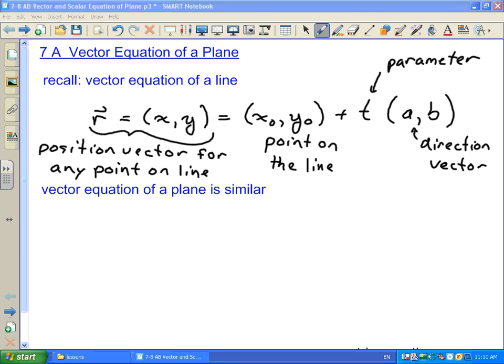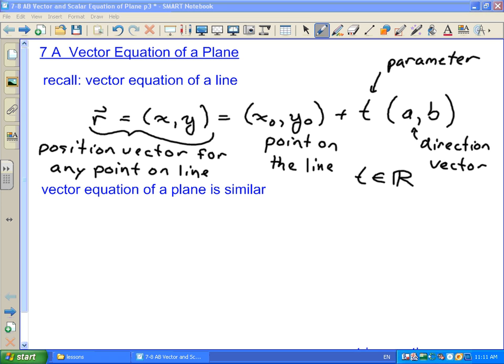So we had some starting point on the line, (x naught, y naught), and a direction vector (a, b) that told us which direction the line pointed. By changing the value of the parameter t, we could go further along the line or back in the other direction. And t could take on any real value to get us to any one of the infinite points on the line.